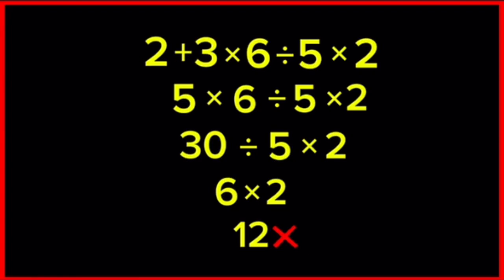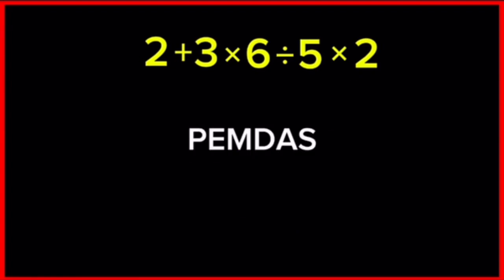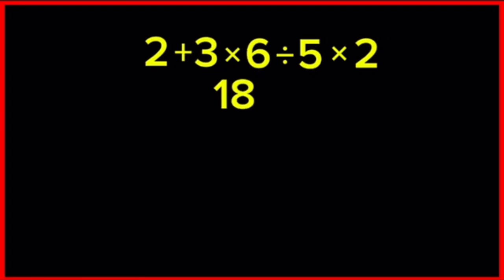Let's solve this problem the correct way using PEMDAS. PEMDAS tells us that multiplication comes before addition. So instead of adding 2 plus 3 first, we must multiply 3 times 6. 3 times 6 equals 18. Now we bring down everything else, so the expression becomes 2 plus 18 divided by 5 times 2.